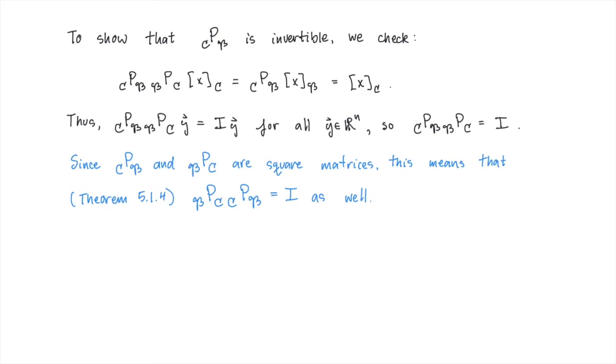In other words, we've proved that the change of basis matrix from B to C has a right inverse. Since this is a square matrix, we don't actually need to check that it's a two-sided inverse, since this is theorem 5.1.4 in the textbook. We conclude that the change of basis matrix from B to C is invertible, and its inverse is the change of basis matrix from C to B.